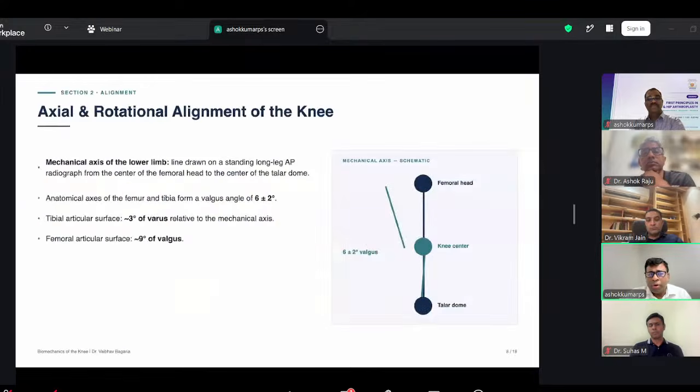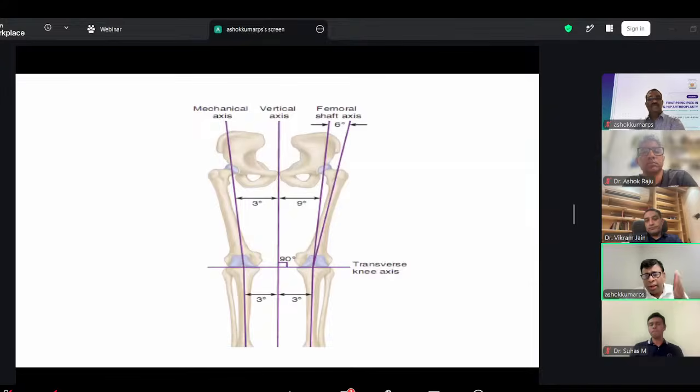Now, we'll talk about a lot of alignment, but I think two concepts that one must know or understand are the mechanical axis and the anatomical axis. The anatomical axis of the femur and tibia form a valgus angle of 6 plus or minus 2 degrees, and the tibial articular surface is around 3 degrees of varus relative to the mechanical axis, and the femoral articular surface is around 9 degrees valgus. I think we'll talk much more about alignment concepts in future talks, but this is a simple concept that everyone must understand and know. So this is the diagram in which one can see how the mechanical alignment versus the anatomical alignment of the femur varies.